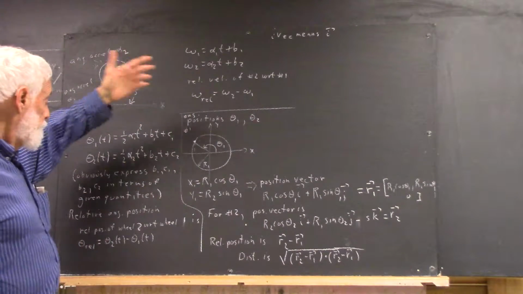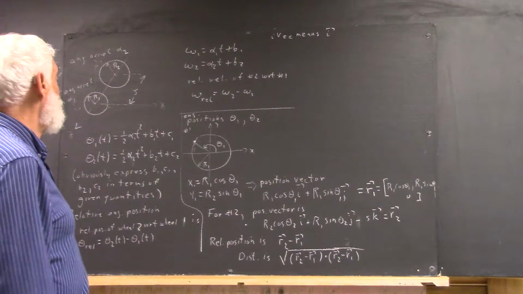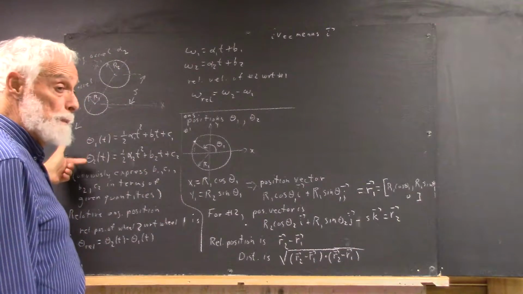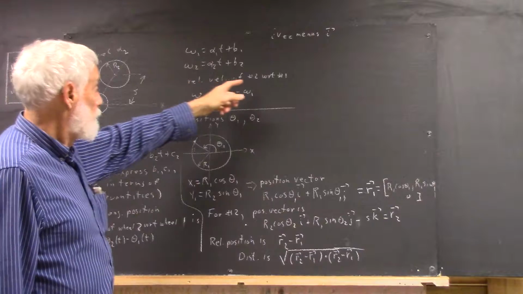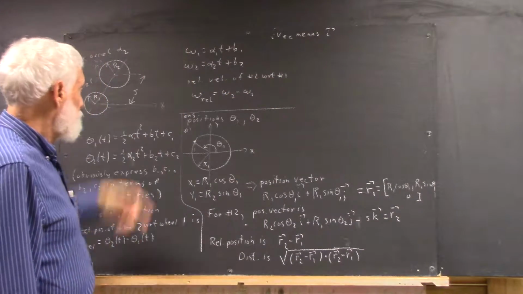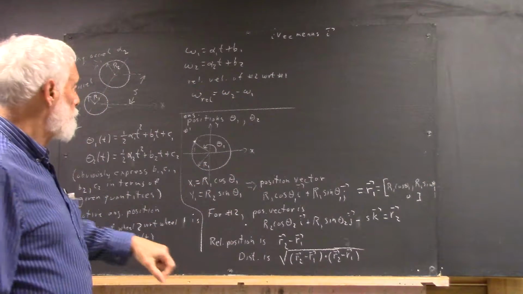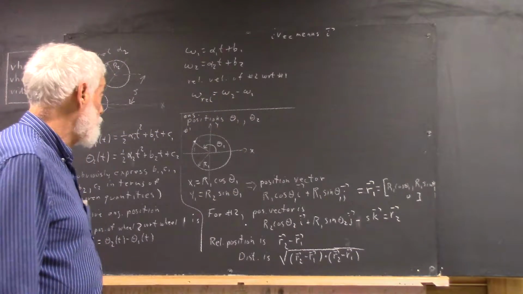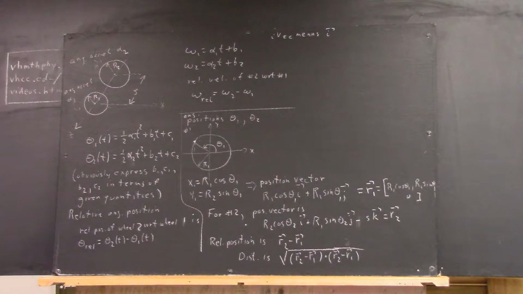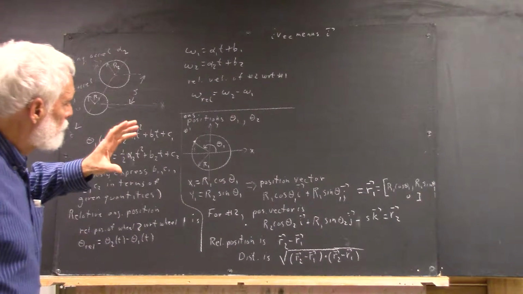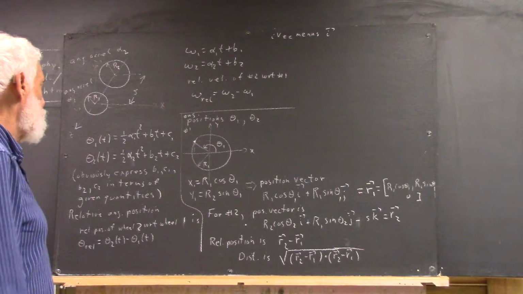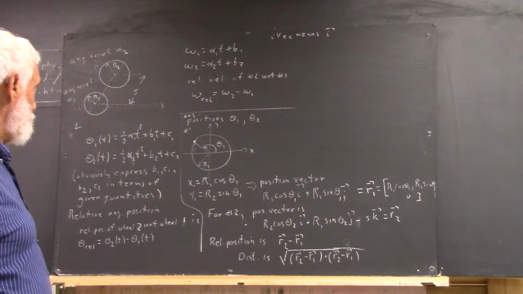And then, of course, you would get your omega 1 and omega 2 by taking derivatives. And the relative velocity of number 2 with respect to number 1, wheel 2 with respect to wheel 1, is just the difference of the two angular velocities. Now, we don't do too much with this. We want to move directly to the angular positions.